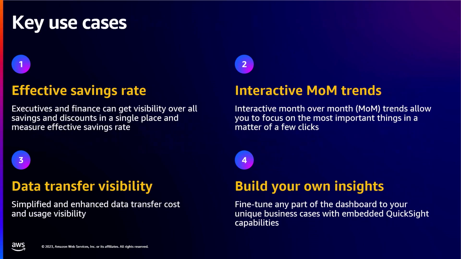The Cost and Usage Dashboard provides many insights and visuals to drive you to the most important parts of your spend and usage. For example, you can find all savings and discounts in a single place, and effective savings rate calculated for you to be able to track how effectively you're leveraging discounts or different purchase options like Savings Plans, Reserved Instances, or reduced rate pricing options like Spot. You also can find interactive month-over-month trends, which allow you quickly, in a matter of a couple of clicks, to go into the most moving parts of your spend and usage between different months.